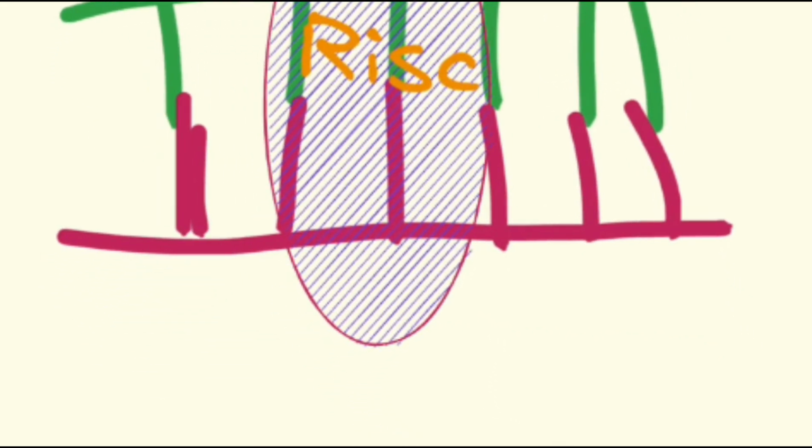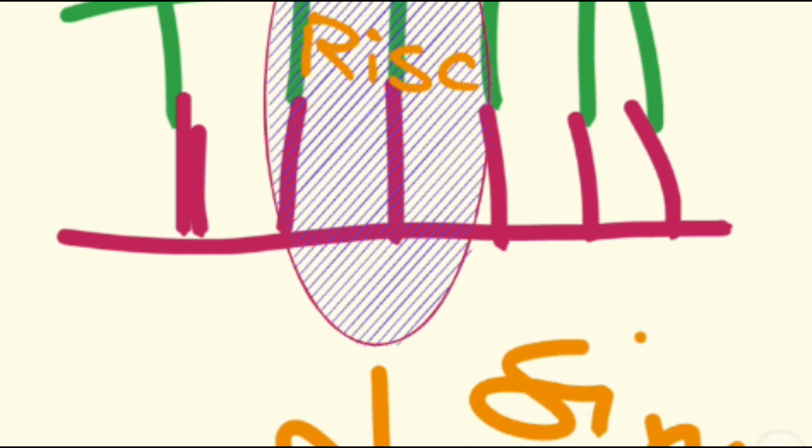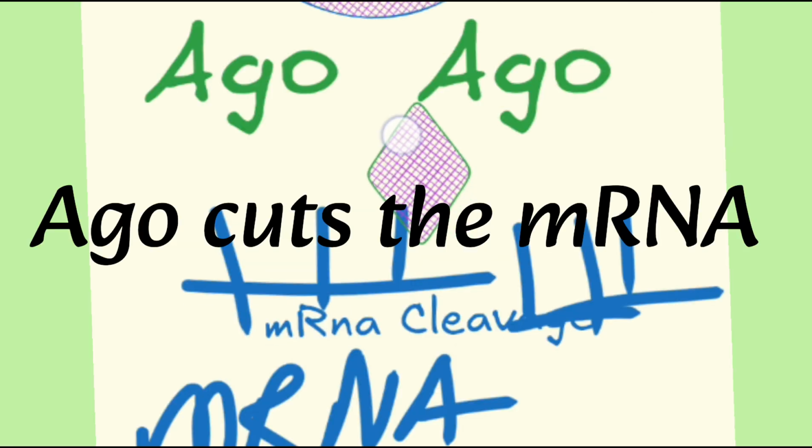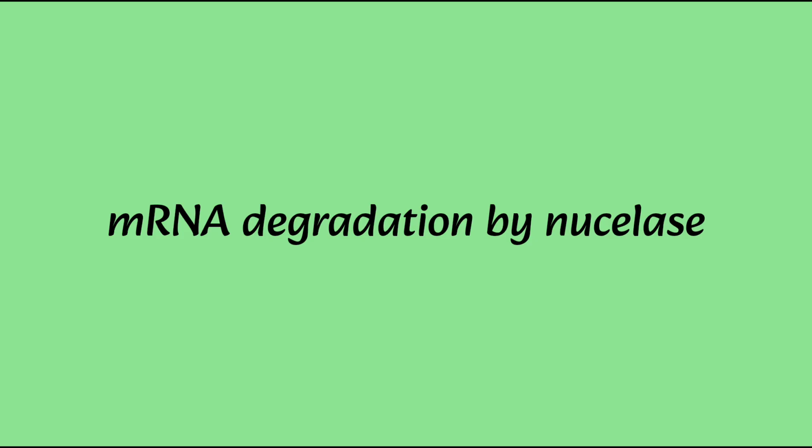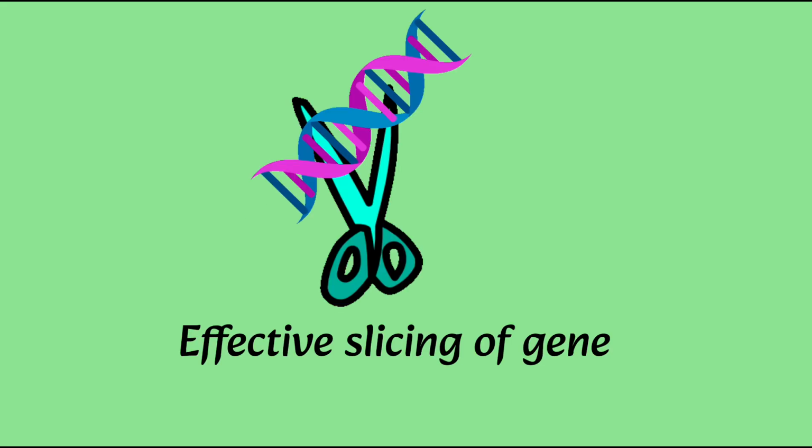There is target mRNA recognition. The siRNA within the RISC binds to the complementary mRNA based on base pairing, and this binding is highly specific, like a lock and key. Then mRNA cleavage, which is also known as gene slicing. Once bound, this AGO slices the mRNA. This mRNA is then degraded by the nuclease, which results in effective slicing of the gene, and no protein is made.